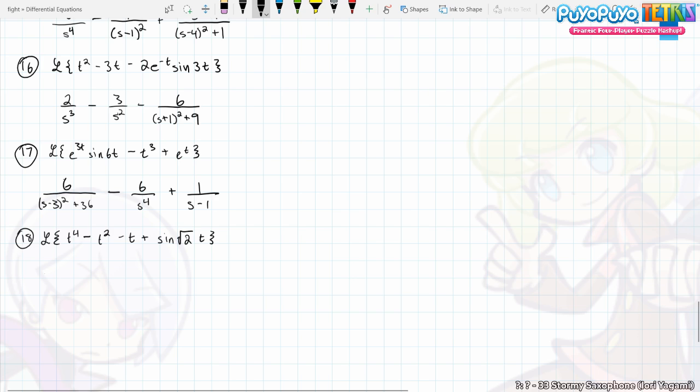Wait, okay. T to the 4. What's 4 factorial? 4 times 3, 12 times 2, 24. S to the 5 minus... Oh wait, S to the 5. Gosh, I keep doing that. Plus... Okay. Square root of 2 over s squared plus 2.